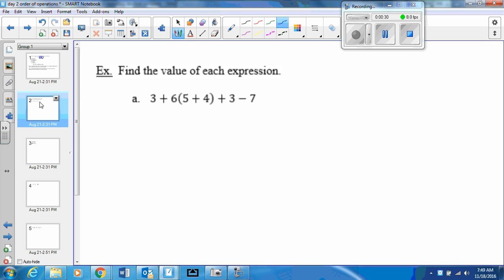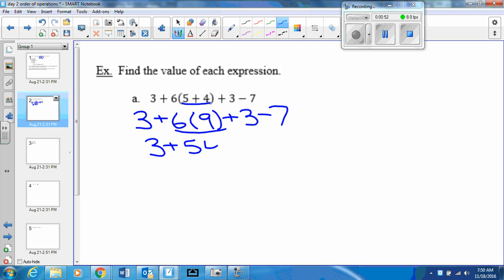3 plus 6 times the quantity 5 plus 4, plus 3 minus 7. I'm going to start in the parentheses with the adding. So I'm going to combine together the 5 and the 4. That becomes 9. And I rewrite everything else from the start. Next, in this case, I would do the multiplying. 6 times 9 becomes 54. Rewrite everything else the way it looks.